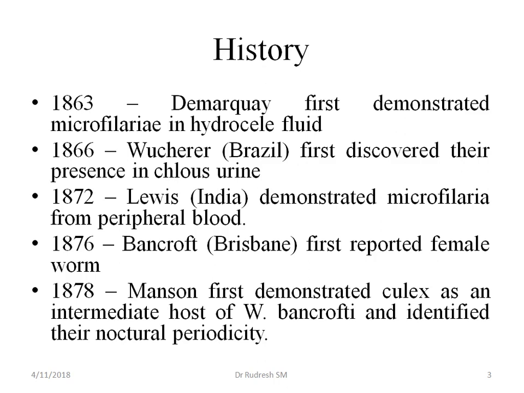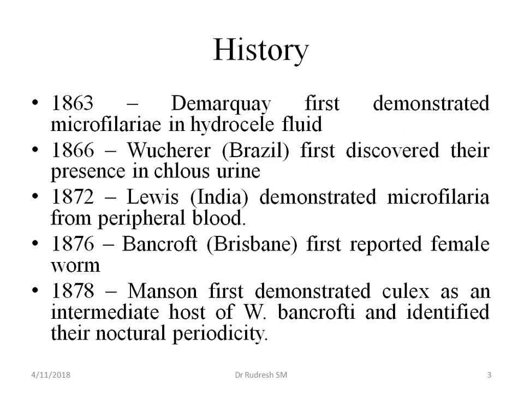In 1863, Demarquay first demonstrated the microfilaria in the hydrocele fluid. In 1866, Wucherer from Bahia first discovered the presence of the microfilaria in the chylous urine, and Lewis in 1872 from India demonstrated the microfilaria from the peripheral blood.